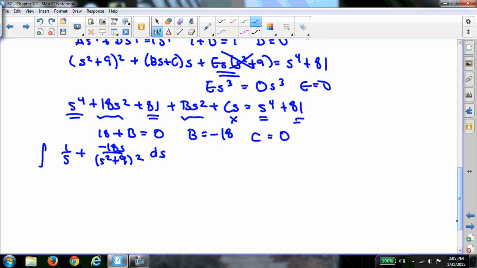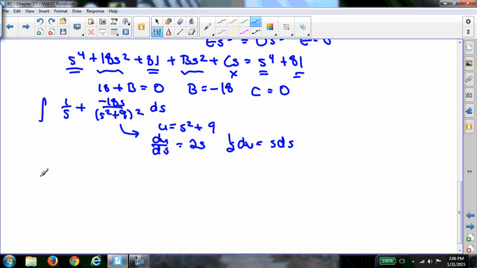Okay, so integrating this, let's do a u substitution for this. Let's let u equal s squared plus 9. Then du ds is 2s. So 1/2 du will equal s ds when I get there. So for the first part, natural log of the absolute value of s minus 18. Oh, I haven't integrated this out yet. So s ds, I'll put in 1/2 du.